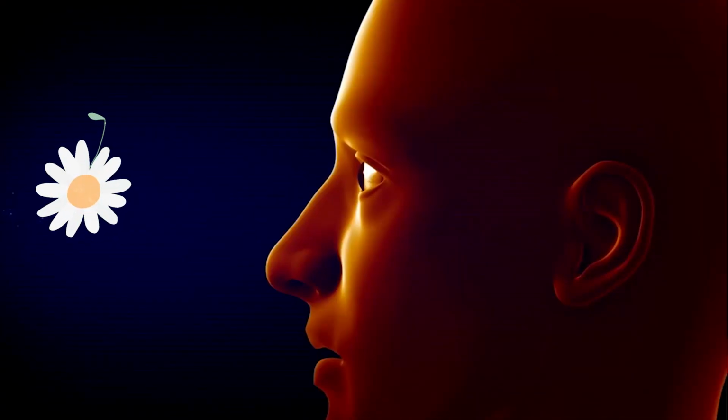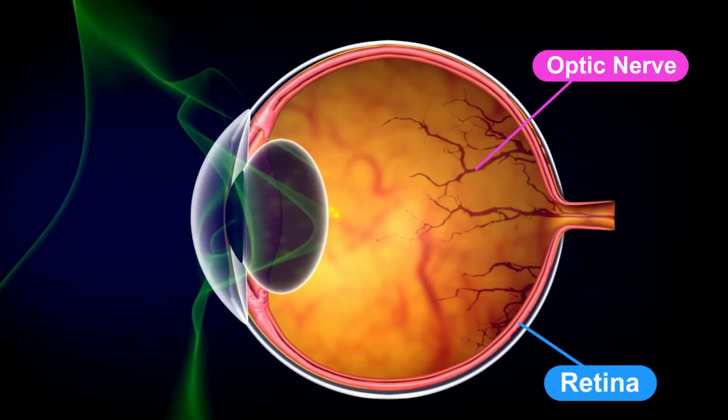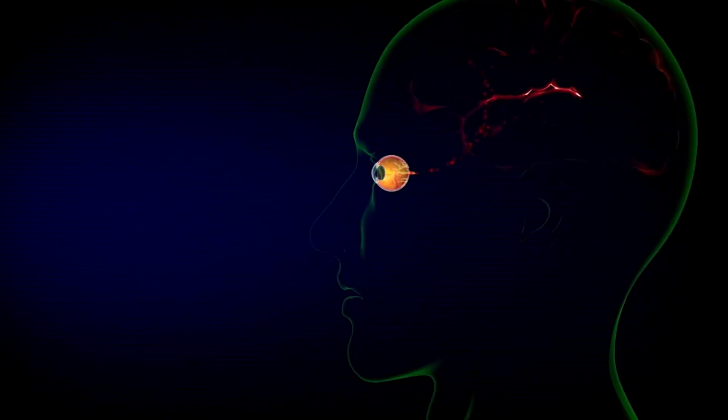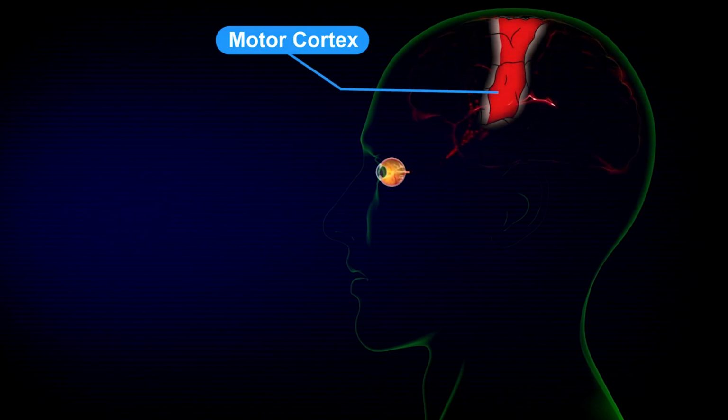For example, if I see a flower, my eyes see the flower, and the information is taken into the retina. From the retina, it goes into the brain. The brain processes this information and gives an instruction to the motor center in the brain, which now instructs my hand to go and reach the flower and pick the flower.